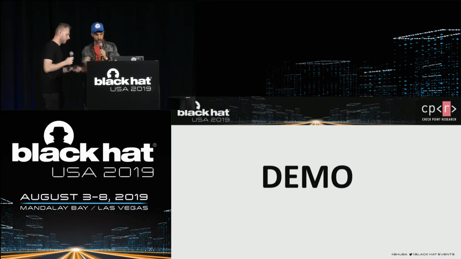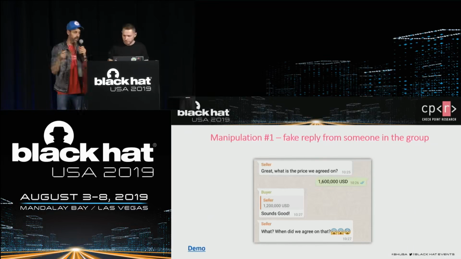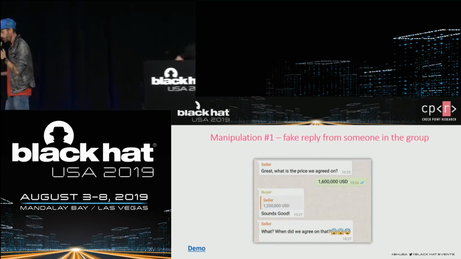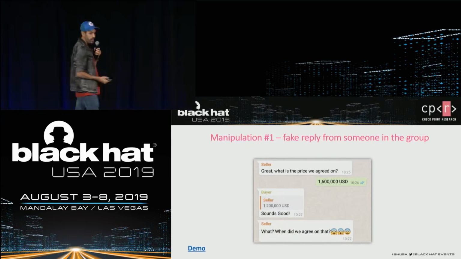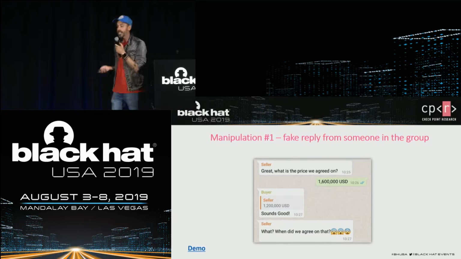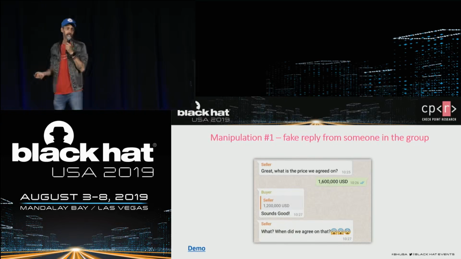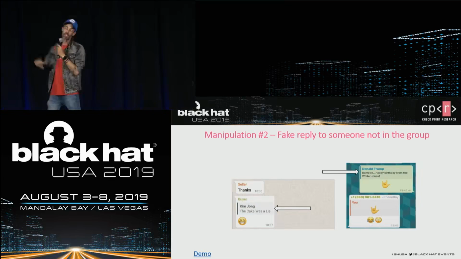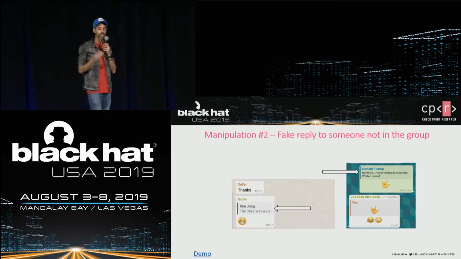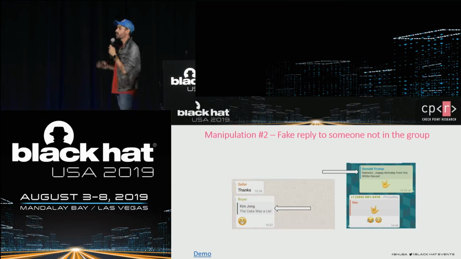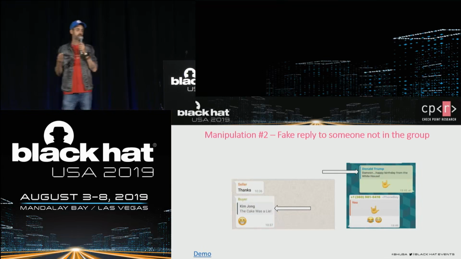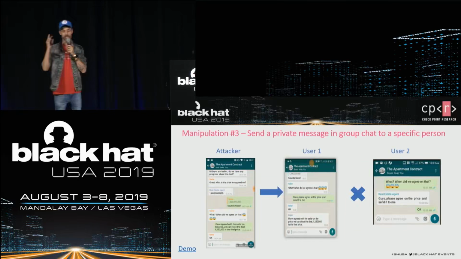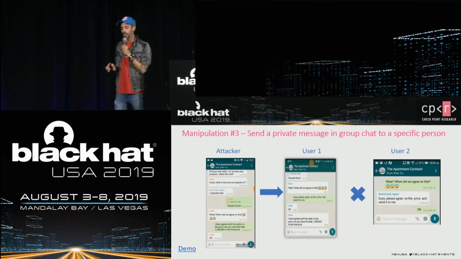Okay, so we will do it quickly first, just explaining to you what we are going to do. We found three manipulations following the research. The first manipulation is that you can do a fake reply from someone, like quoting someone and changing data. Sorry, the first one was in one-on-one, the second one was in a group. You can fake someone that is not in the group, and you can also quote someone and change data.